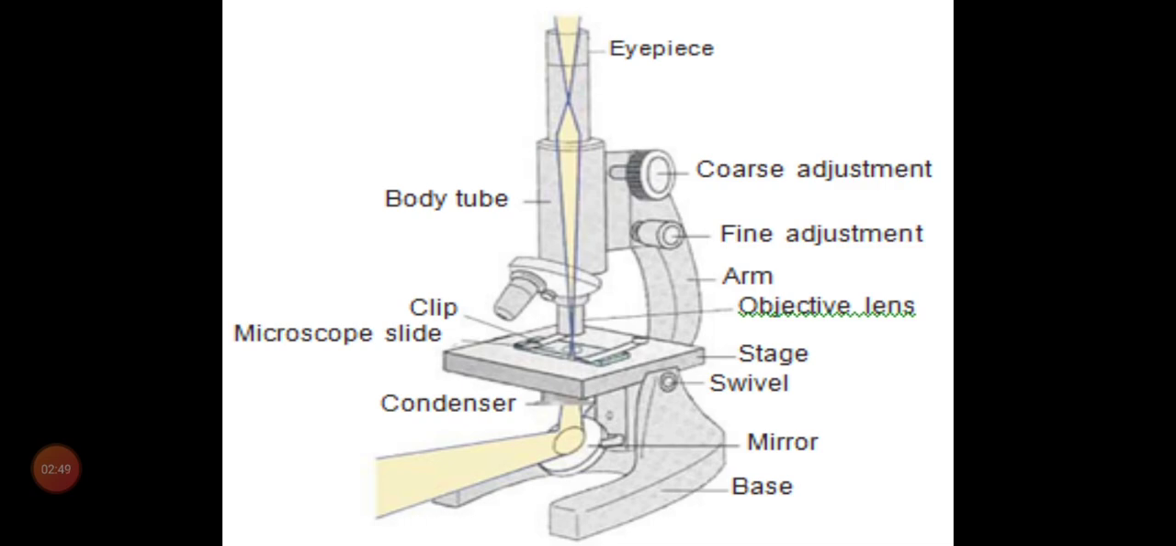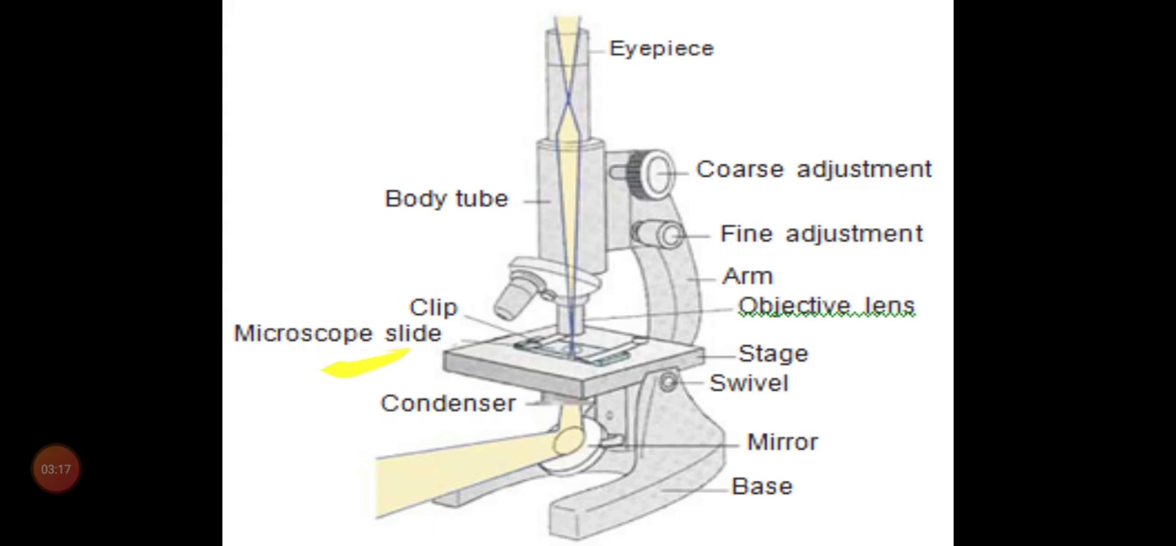Stage means, here this is a stage, there we can keep our slide. And here down we can see the mirror. The mirror is getting light, and with the help of the light only we can see the object. And down we call it the base. And below the stage we can see the condenser. It will help to condense the light so we can see the objects clearly.